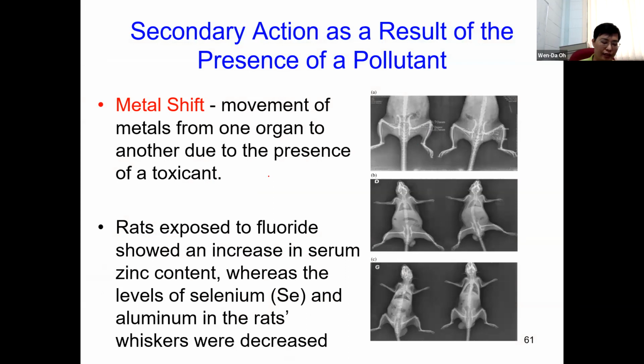The other one is that pollutants can also shift metals. The effect is that they can take one metal from one area and move it to another area. For instance, rats exposed to fluoride show an increase in zinc content in their serum. This is because the fluoride itself can transport the zinc from one site to the serum.